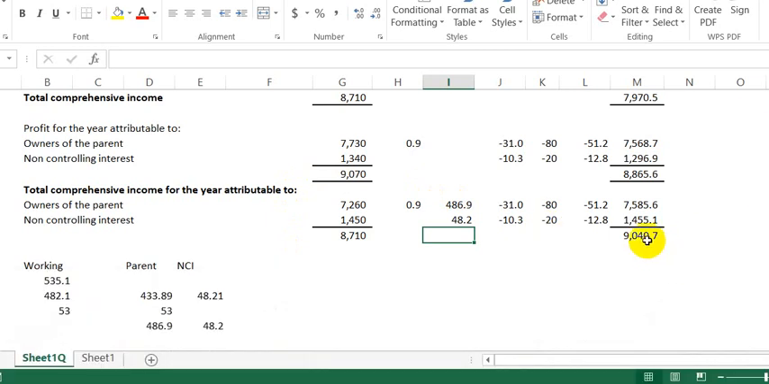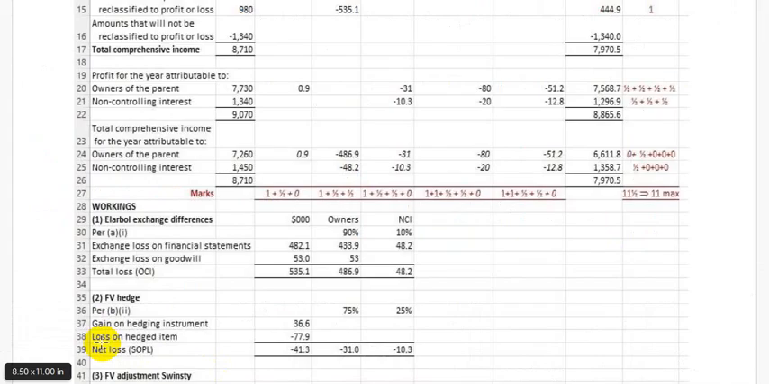So we have, remember this figure, we had verified this figure earlier, 8865.6. So we now need to verify 9040.7. $8865.6. Okay.